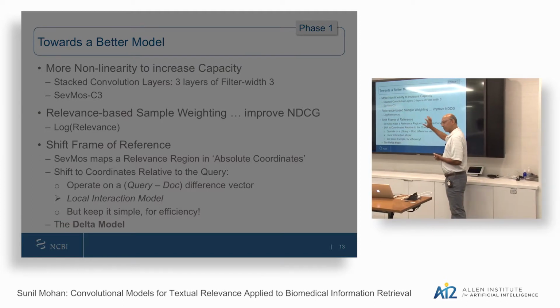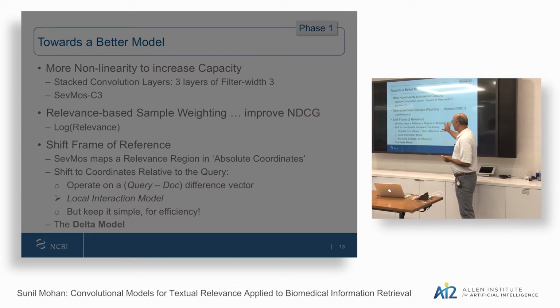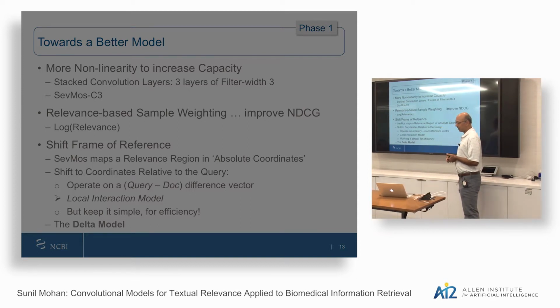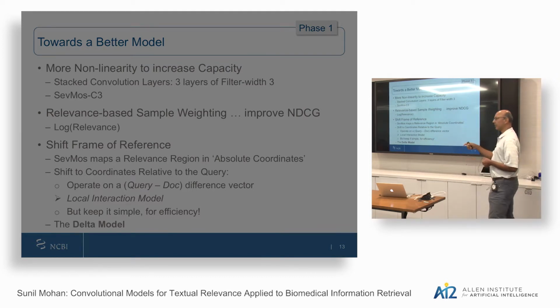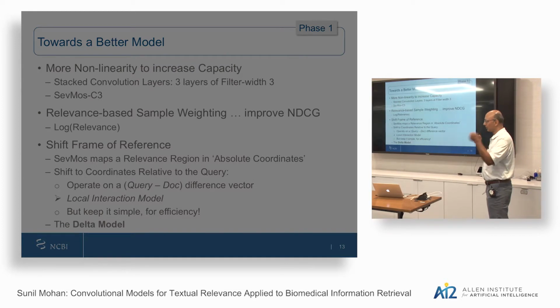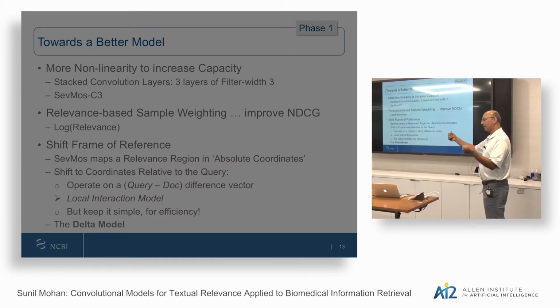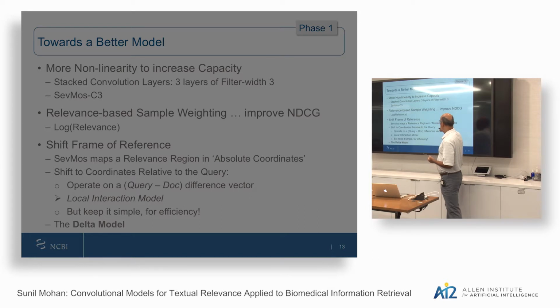The third intuition was move to a different type of model. So here you can think of the SEVMOS model as charting a region of relevance in some multidimensional real space, right? And this multidimensional real space is in absolute coordinates in which both the query and the document are placed. And so my intuition said that, well, this region will look very different depending on where the query is. And it might be easier for a model to chart a region relative to the query in coordinates that, instead of being absolute, are from the frame of reference of the query itself. So that's what led to this approach.